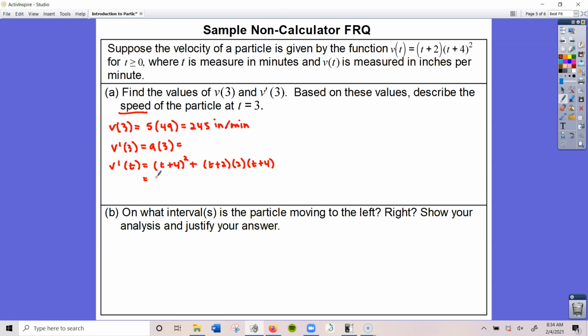We don't really need to work this out or make it pretty or anything like that, because at the end, we're just looking for the number. It's actually easier to find the number if it's factored.